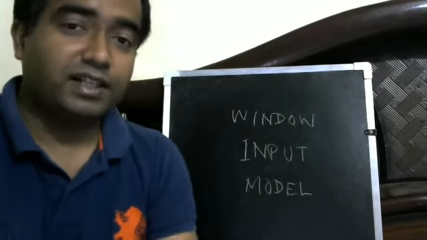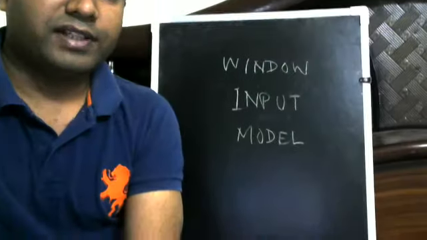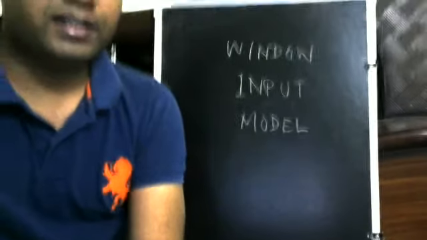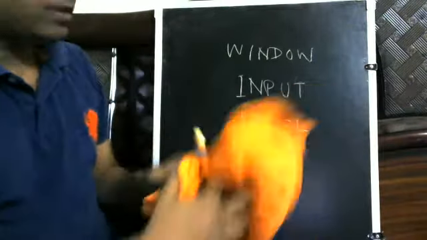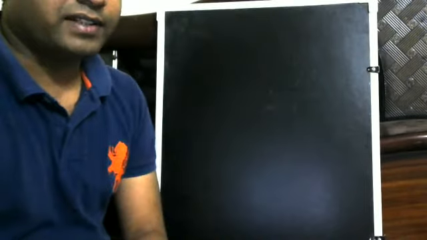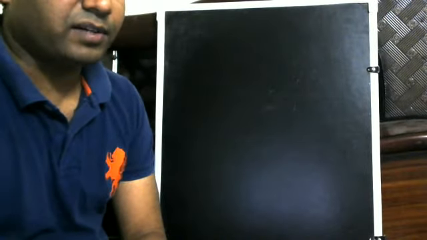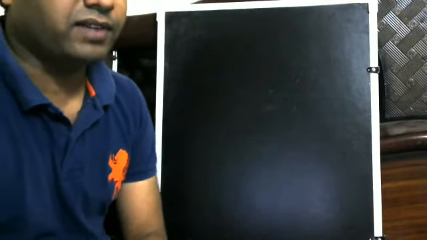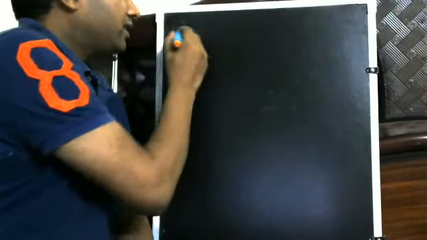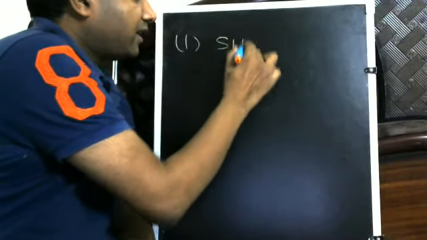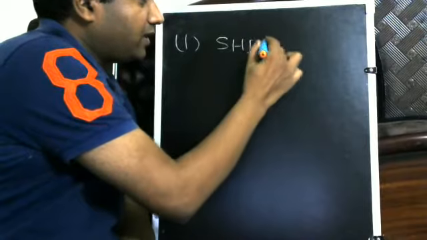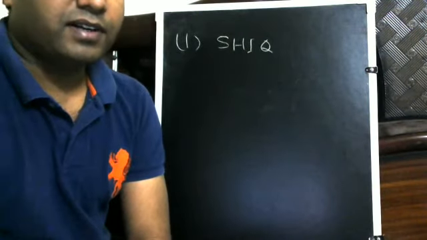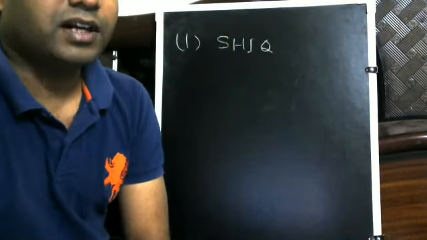So I will first discuss a few things so that you can understand it easily. There are two things at the core of the operating system's hardware input model. One is SHIQ, the system hardware interrupt queue, or system hardware input queue.